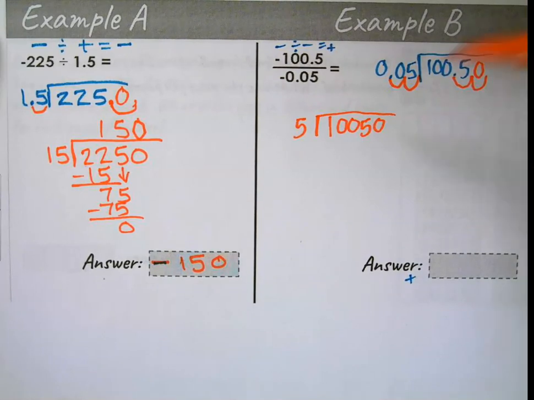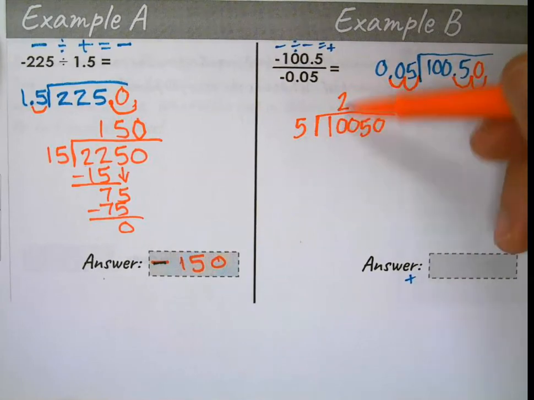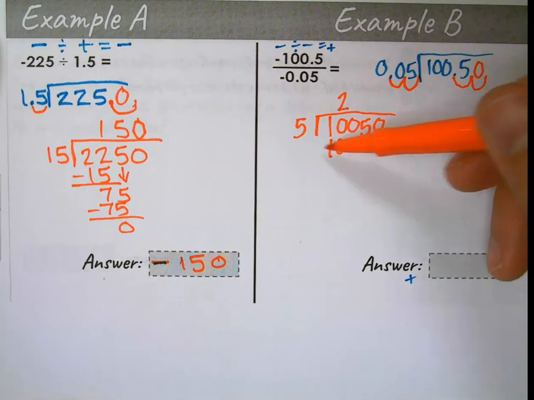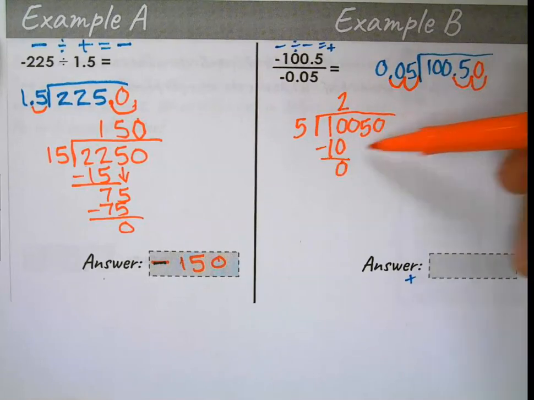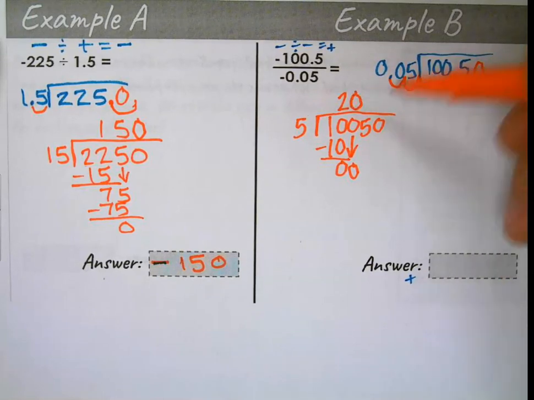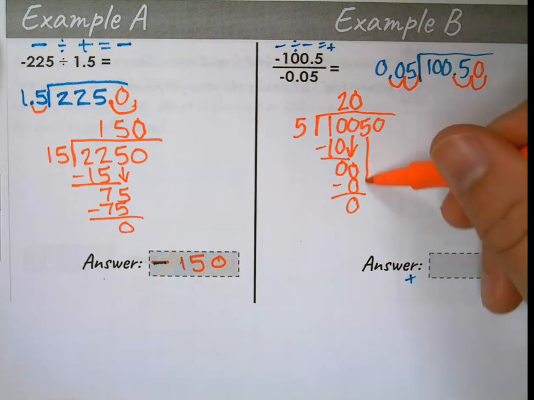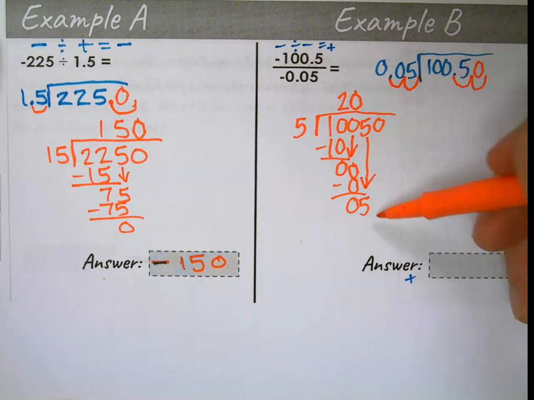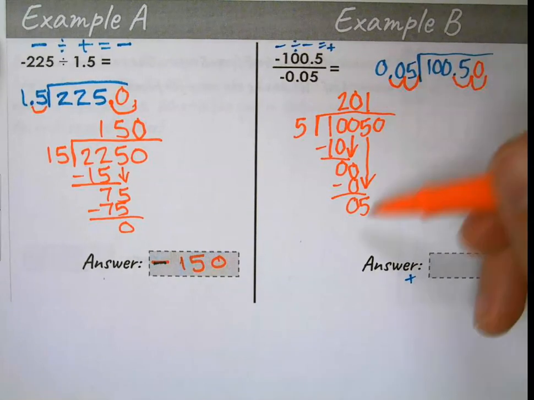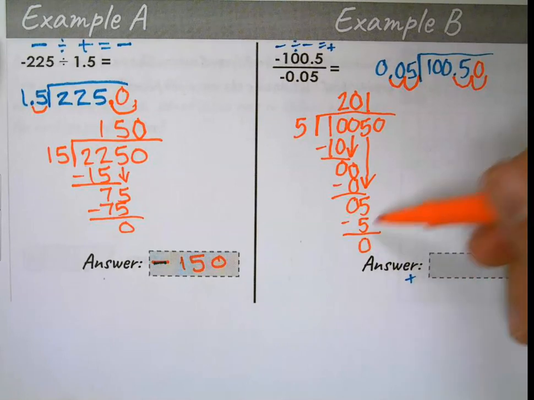Okay, now I'm going to do my division. 5 will not go into 1, but it will go into 10 2 times. 2 times 5 is 10. Subtract and you get 0. Bring this 0 down, and how many times does 5 go into 0? 0 times. A lot of people mess that up. Okay, 0 times 5 is 0. Subtract and you get 0. Bring down this 5, and 5 goes into 5 one time. Okay, 1 times 5 is 5. Subtract and you get 0.